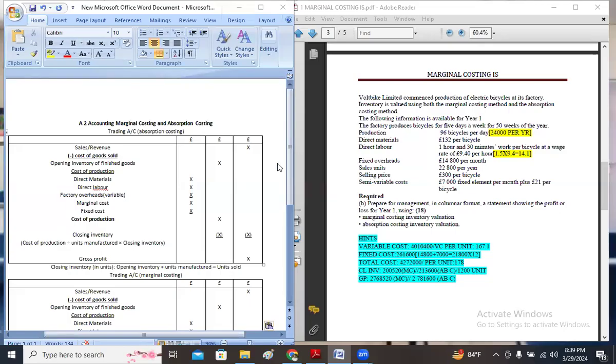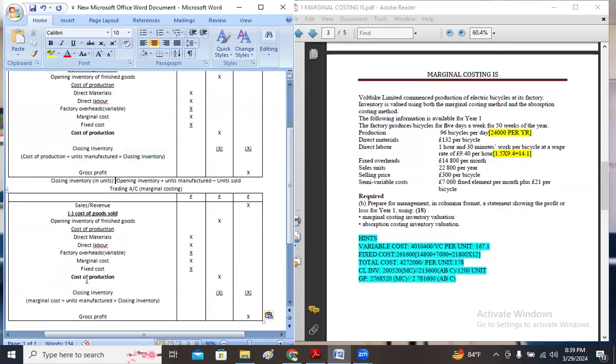So we're going to start with this chapter, marginal cost, where we're going to do income statement under both absorption costing and marginal costing. Under absorption costing, we take the total cost into account while calculating the closing inventory, where, as you can see, cost of production divided by units manufactured multiplied by closing inventory. But in marginal costing, when we value the closing inventory, it is only the marginal cost that is being considered.